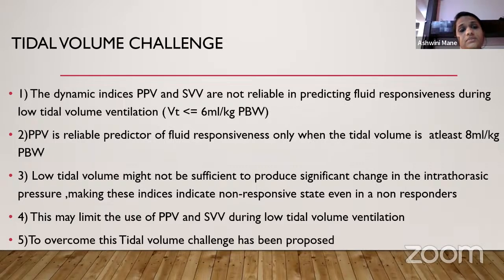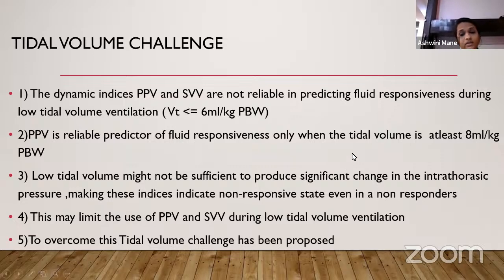The dynamic indices of pulse pressure variation and stroke volume variation are not reliable in predicting fluid responsiveness during low tidal volume ventilation, that is, tidal volume less than 6 ml per kg of predicted body weight. So pulse pressure variation is a reliable predictor of fluid responsiveness only when tidal volume is at least 8 ml per kg of predicted body weight. The low tidal volume might not be sufficient to produce a significant change in intrathoracic pressure, making these indices indicate a non-responsive state even in responders. So this may limit the use of pulse pressure variation and stroke volume variation in low tidal volume.